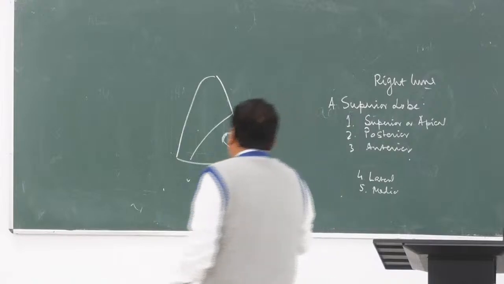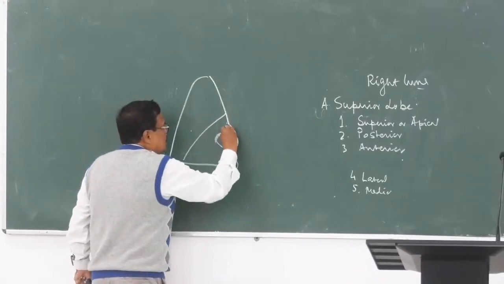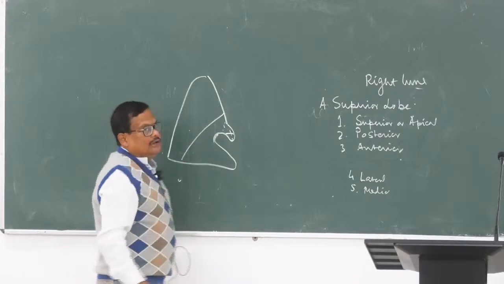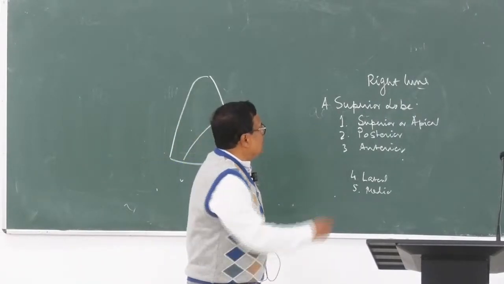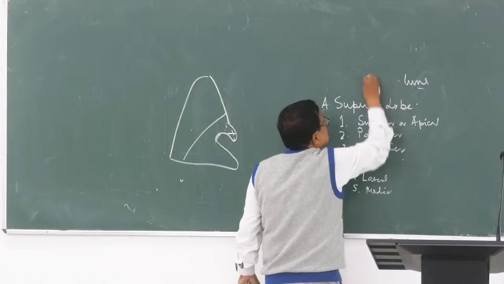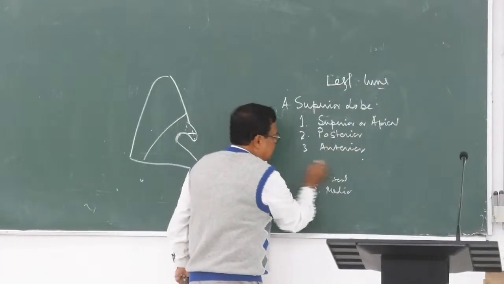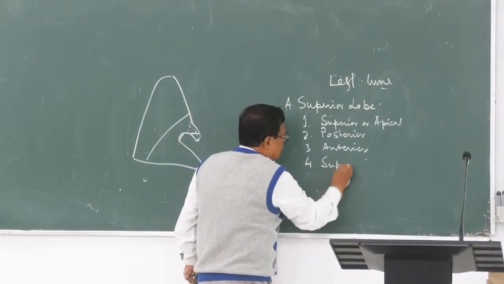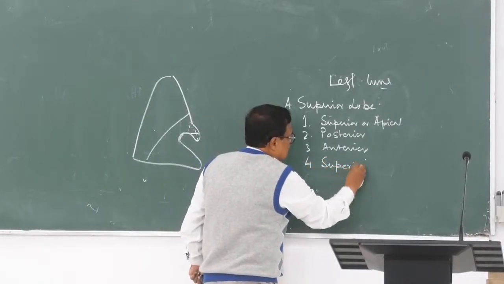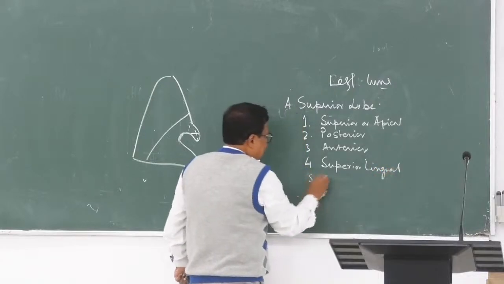The lingula is divided into 2 parts, superior and inferior lingula. So what are the bronchopulmonary segments in the left lung? Superior, posterior, anterior, number 4 superior lingular, and inferior lingular.